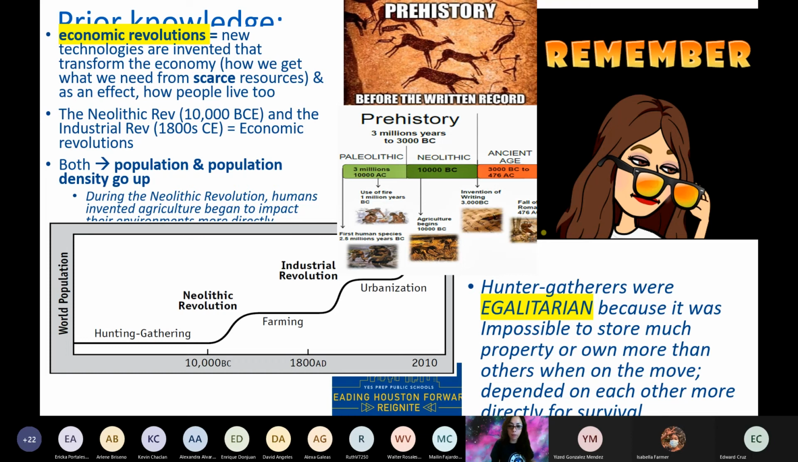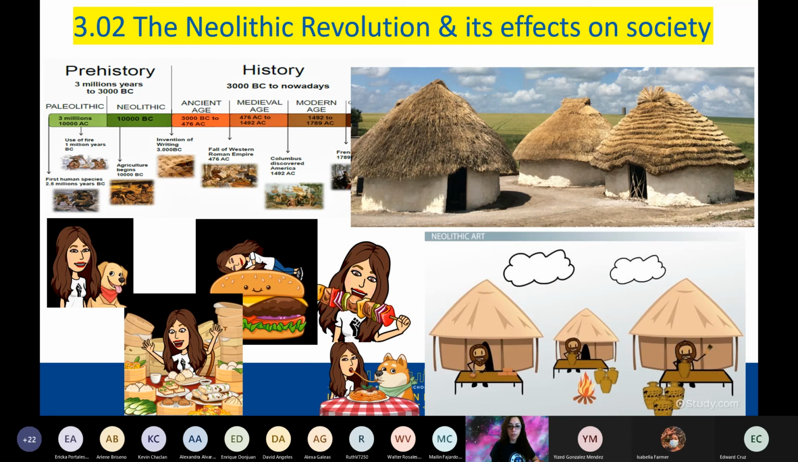All right, there are a couple of things we need to remember that we've already learned that tie into this lesson. You do not need to write this down. You just need to be like, oh yeah, I totally remember that. So first, in Unit 1, we learned about economic revolutions, which are big changes to the economy, to how we get what we need to survive and how we use scarce resources. And we learned that the Neolithic was the first one, in 10,000 BC, when people picked up farming. That was the huge change in how we get what we need. As a result, as we already learned, population went up and population density went up. Then yesterday, we learned that hunter-gatherers were egalitarian because it's impossible to store much property or own more than others when you're on the move, and because they depended on each other directly for survival. So with all that said, let's get into today's key points.